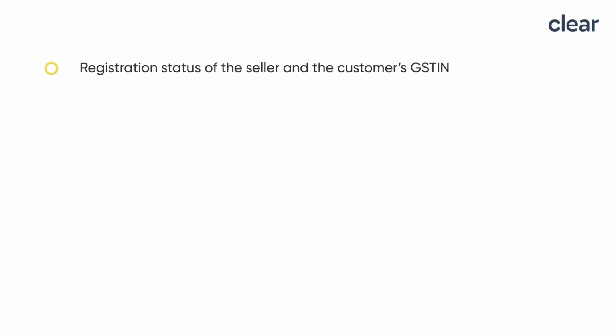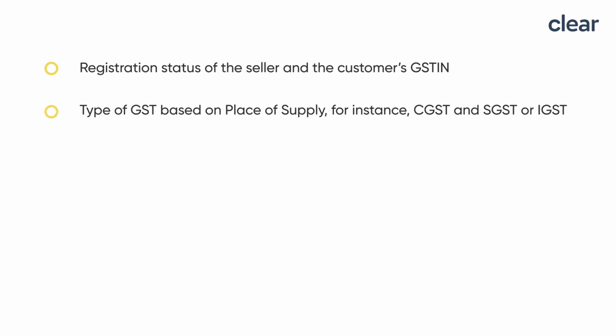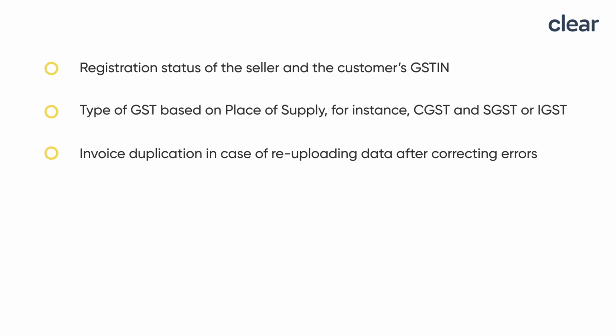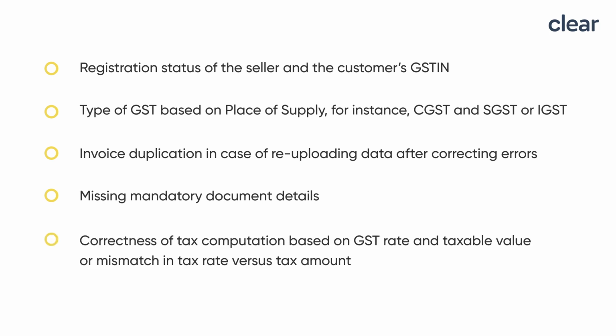A few recommended checks to run are registration status of the seller and the customer's GSTIN, type of GST based on the place of supply, for instance, CGST and SGST or IGST. Invoice duplication in case of re-uploading data after correcting errors. Missing mandatory document details. Correctness of the tax computation based on GST rate and taxable value, or mismatch in tax rate versus tax amount.